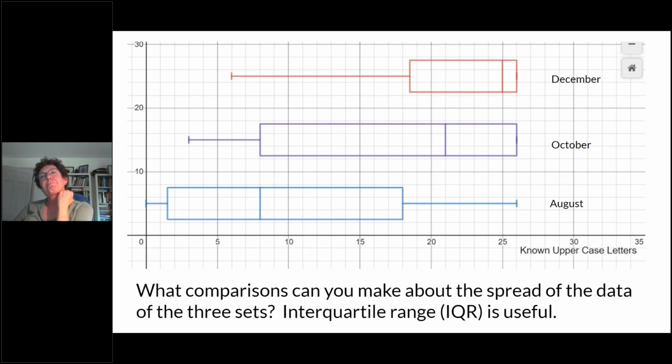I would say that the children improve in knowing the letters instead of going down. It increases, the data's increasing.